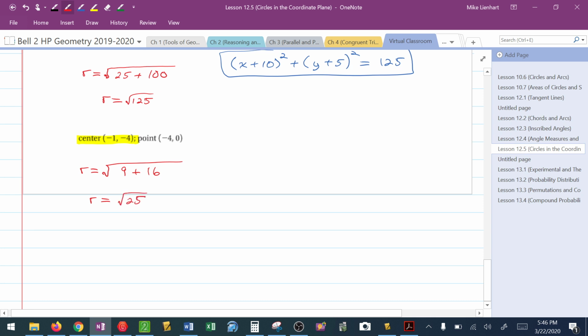And again, even though I know the square root of 25 is 5, I don't really care because when I plug it into the equation of a circle, I got to square it. All right. So the equation here would be x plus 1 squared plus y plus 4 squared equals 25.